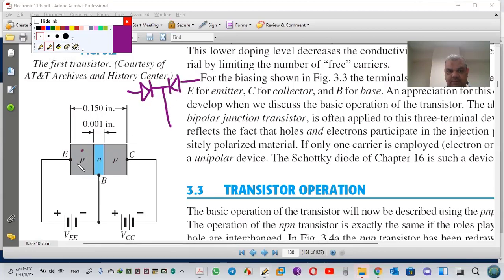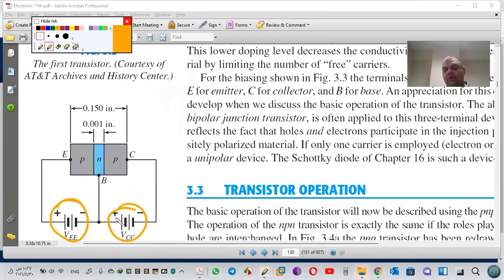See, P, N, and this is P. So it's P, N, P, or the opposite, N, P, N. So we have 2 models of a transistor, PNP or NPN. Also we have here 2 powers. We'll talk about power.